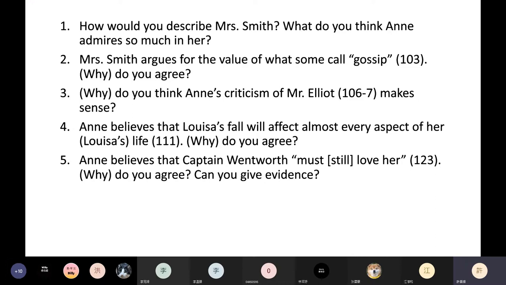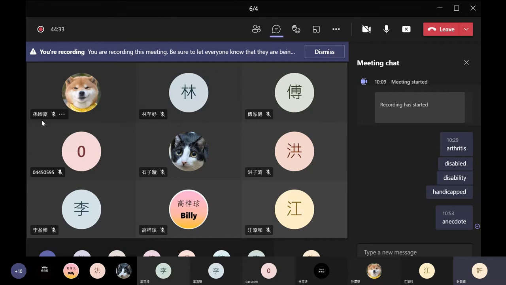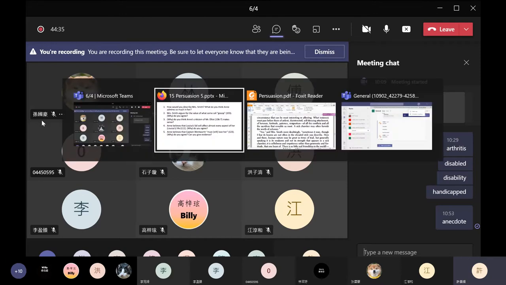But the kind of gossip that Mrs. Smith and Anne are talking about, the short story from daily life, today we call that an anecdote. And anecdotes can be quite valuable.